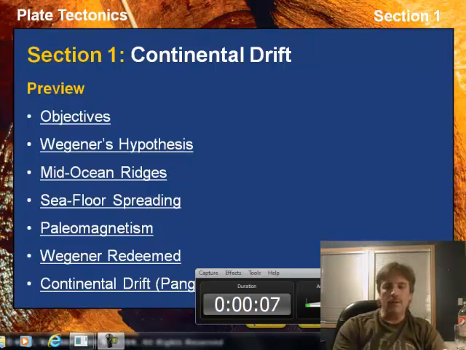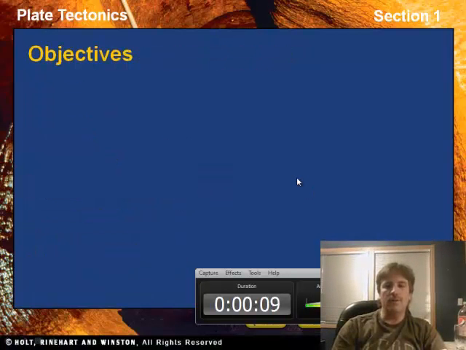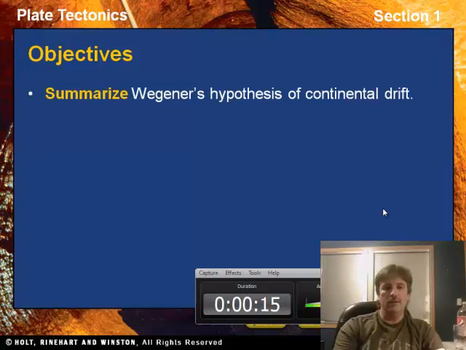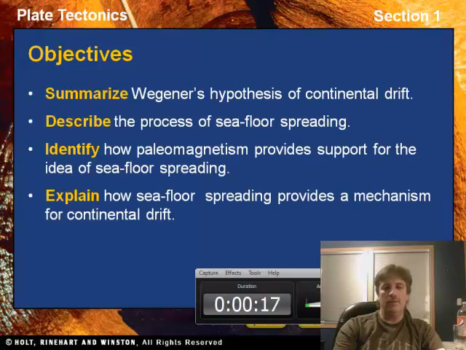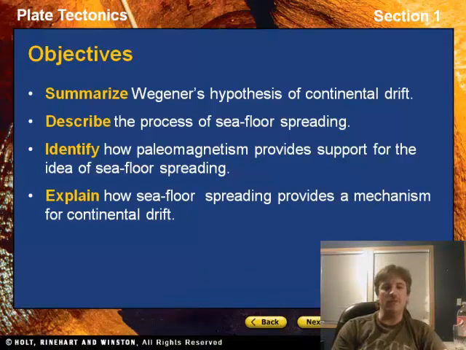Okay. We're going to talk about the different parts of continental drift. The objectives are going to be: summarize Wegener's hypothesis of continental drift, describe the process of seafloor spreading, identify how paleomagnetism provides support for the idea of seafloor spreading, and explain how seafloor spreading provides a mechanism for continental drift.